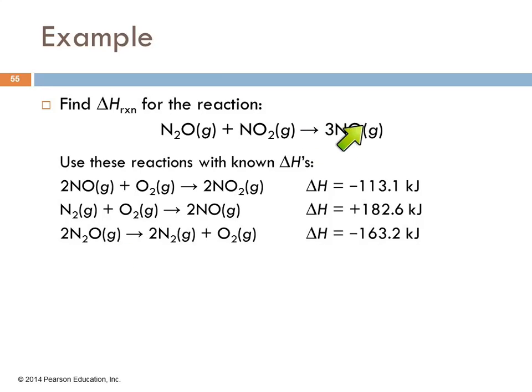Here we want to end up with NO as a product. So let's look at these. This one has NO as a product. That one has NO as a product. We've got N2O as a reactant. So we try to find that one in here. This is the only one with N2O as a reactant. So we're going to need that one for sure. So I'm going to write that one down. We've got 2 N2O. I'm going to ignore the state symbols for now.